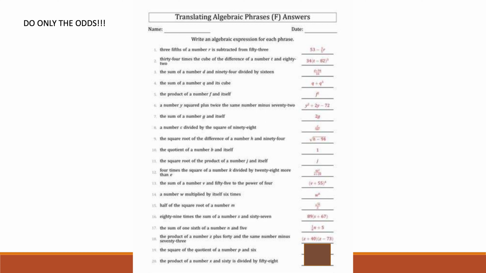And number 19, the square of the quotient of a number p and 6. So I got to do p divided by 6 first and then square that. There you go, so p over 6 squared. All right, so there's the answers to that page for you.